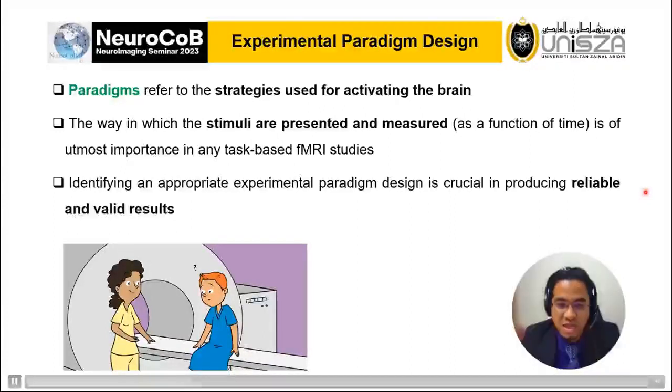To do this, it is important for us to at least have a superficial understanding of the different types of experimental paradigm design. In the next slide, I will show you the types of experimental design used commonly in task-based fMRI studies.